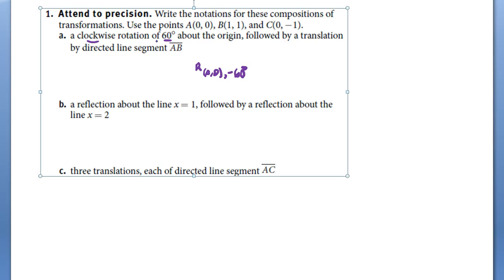All right, that was the first in a sequence. This is followed by a translation. So we're going to put this in parentheses. And now the symbol for translation was a T.